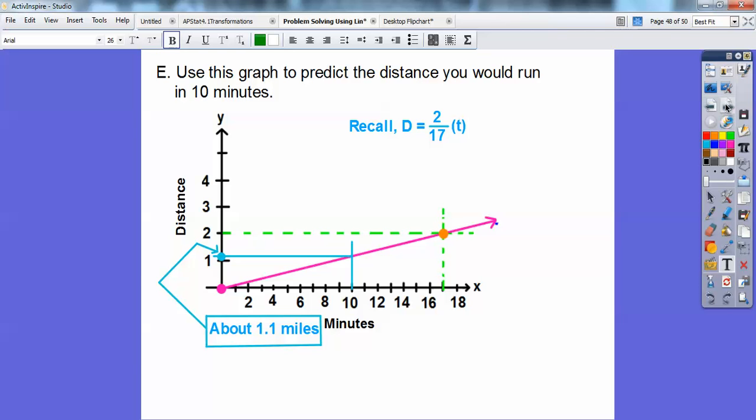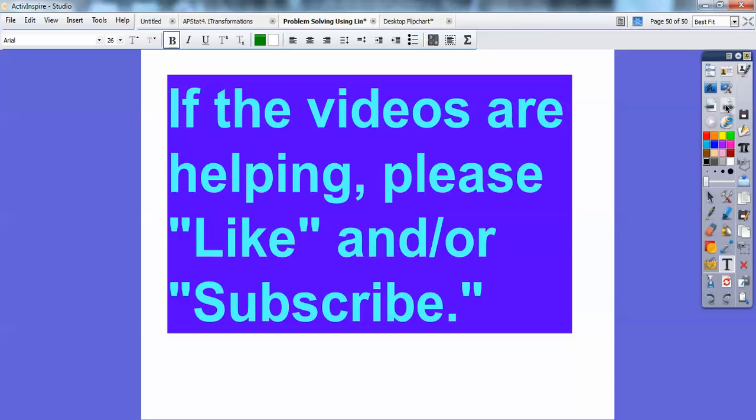Recall the distance equals 2 seventeenths times time. So if my time is 10 minutes, if you plugged in 10 right there, 2 times 10 is 20. 20 seventeenths is about 1.17 miles. Okay, I hope that makes sense, you guys.